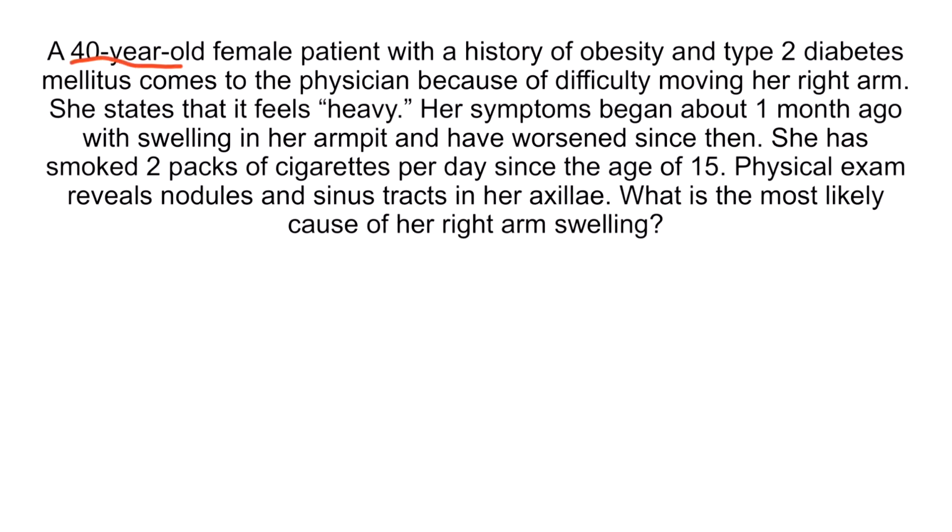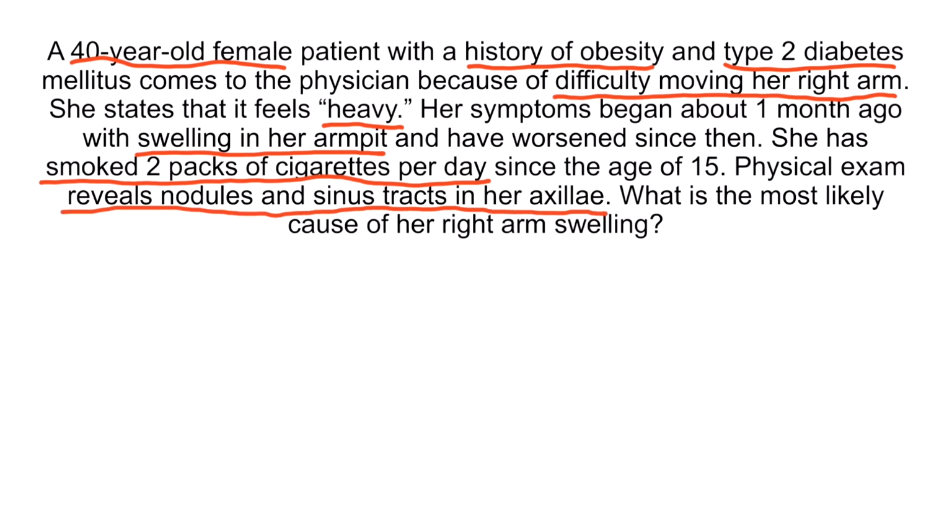A 40-year-old female patient with a history of obesity and type 2 diabetes mellitus comes to the physician because of difficulty moving her right arm. She states that it feels heavy. Her symptoms began about 1 month ago with swelling in her armpit and have worsened since then. She has smoked 2 packs of cigarettes per day since the age of 15. Physical exam reveals nodules and sinus tracts in her axillae. What is the most likely cause of her right arm swelling?